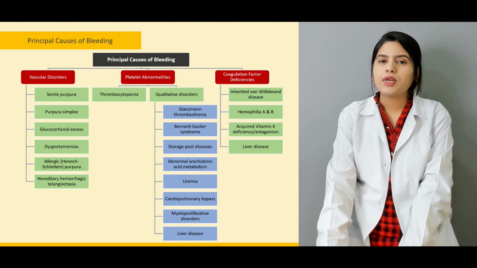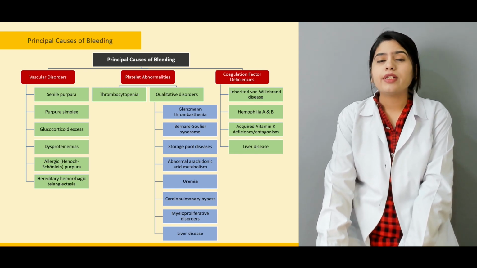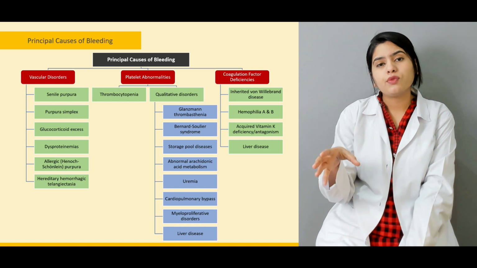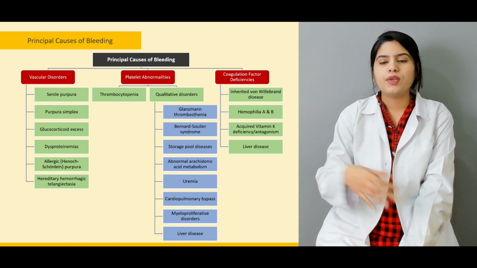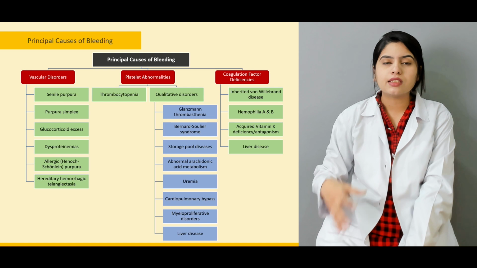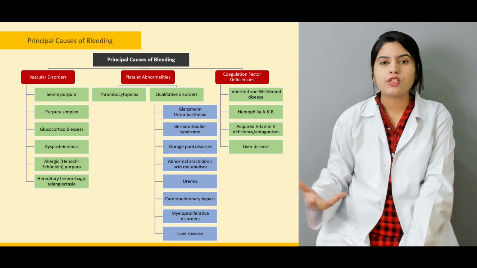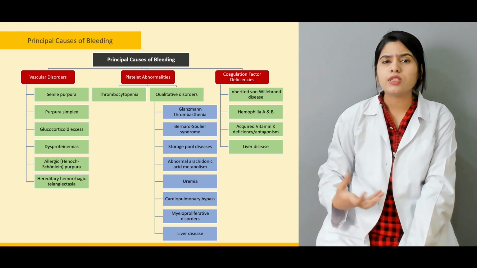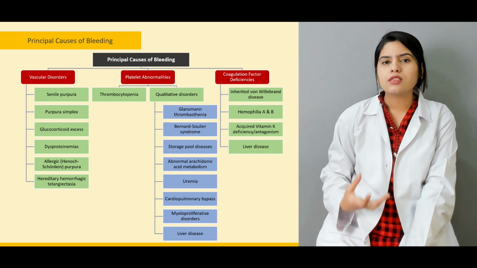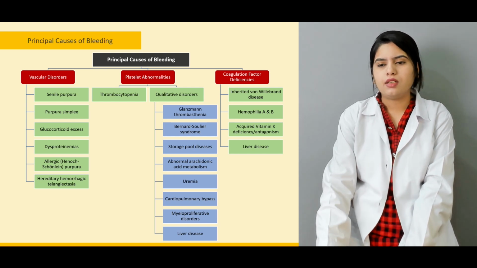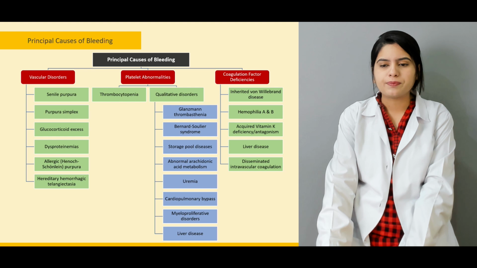Plus, there can be liver disease. Liver disease is important here because mainly the coagulation factors are synthesized there. So whenever there is any defect, any liver disease, the level of these coagulation factors, the level of coagulation in the body, all of these things will be affected by any kind of liver disease.